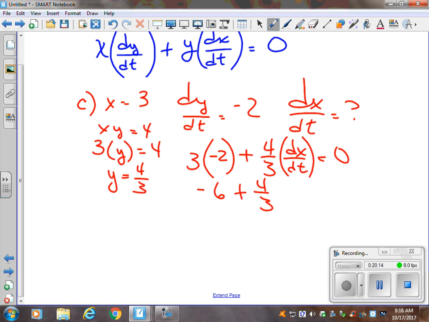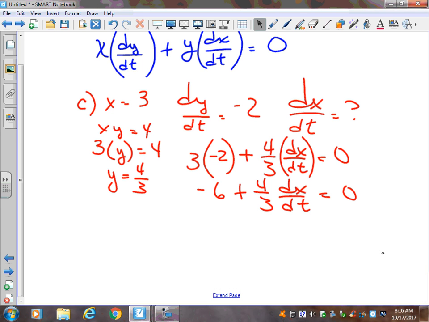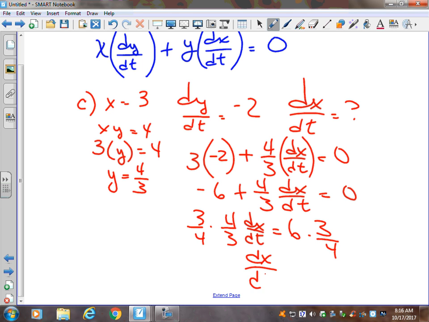And then what should I do? Right, add the 6 to the other side because you're wanting to get your constant away. So 4/3 dx over dt is equal to 6. And then what do we do? Yeah, flip, multiply by 3/4. So dx over dt is whatever I get from multiplying 6 times 3 and dividing by 4, or reduce it first.